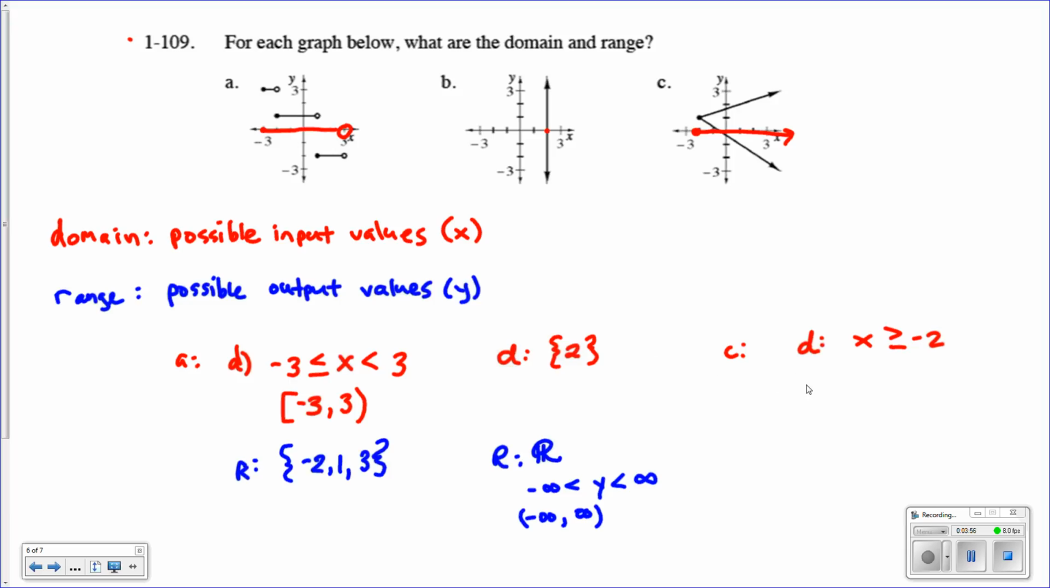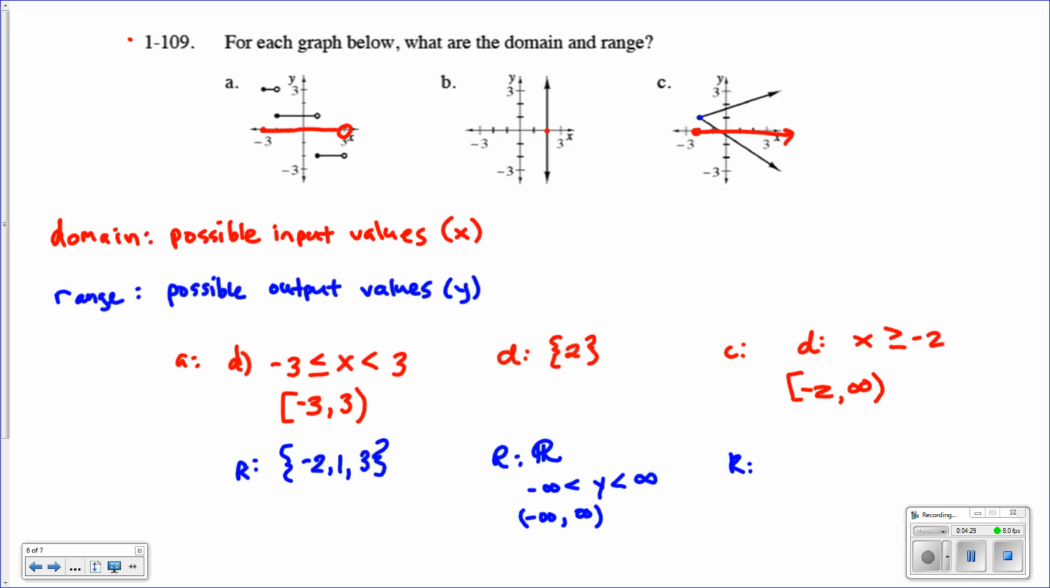For our range, oh, I'm sorry, let's put that in interval notation too. For interval notation here, we're going to say -2 is a boundary, and infinity is a boundary as it goes to the right. So we're going to have a bracket here and a parenthesis there. Last one, let's get this range done.